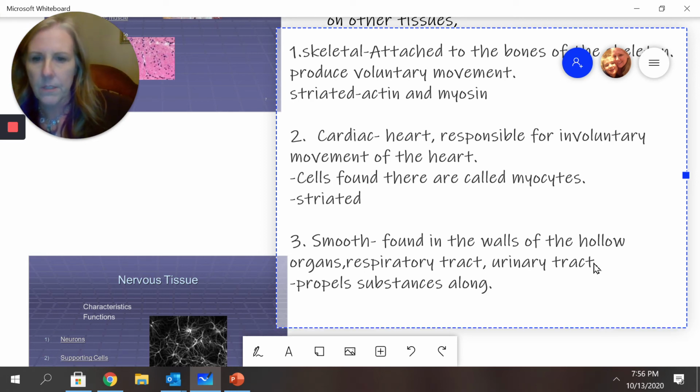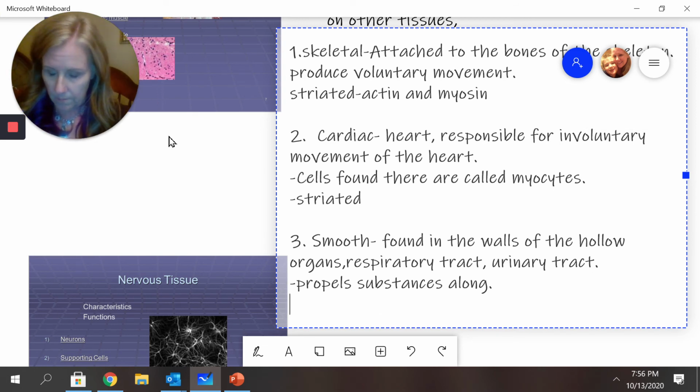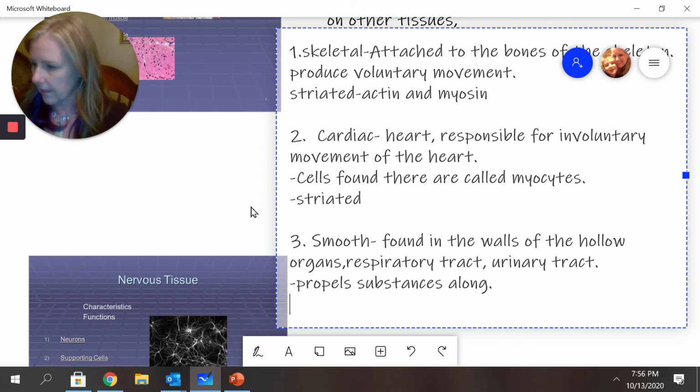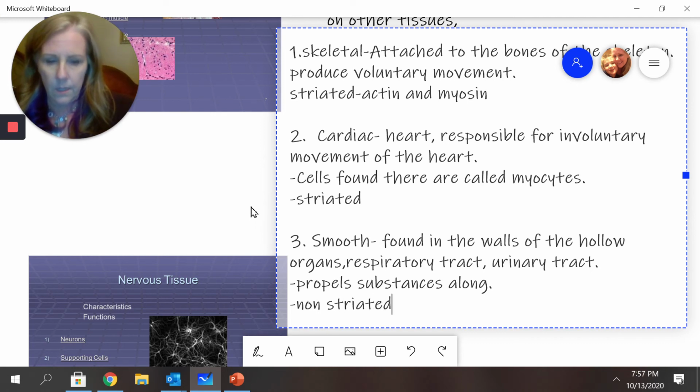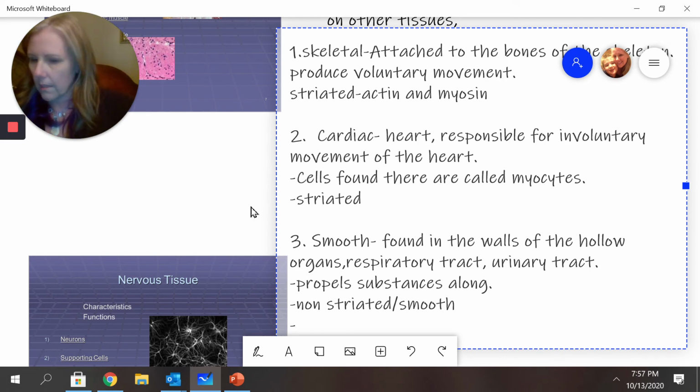is to propel substances along. Now, if you think of the digestive tract, yeah, that makes sense. Because when the smooth muscle contracts, it's going to move the food along, okay? And we'll talk more about that when we get to the muscular system. This one is smooth, not striated, non-striated. Okay, and it is involuntary.